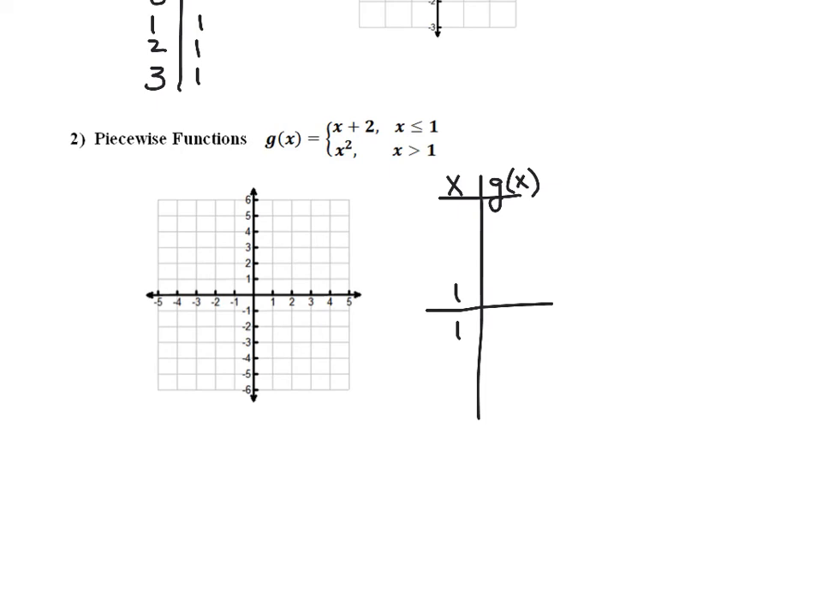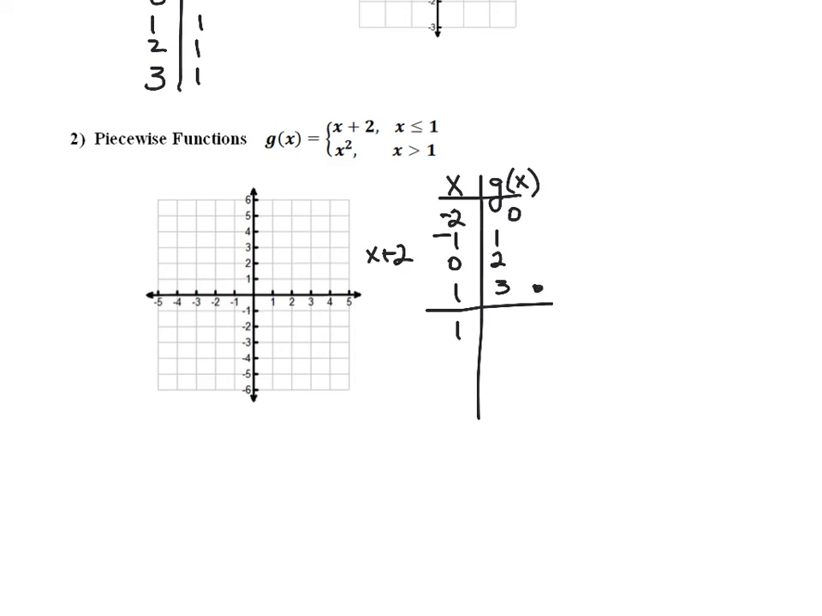I'm going to have x values of negative 2, negative 1, 0, and 1. Substituting into the function x plus 2, because that's the part of the function that's defined for x less than or equal to 1: negative 2 plus 2 is 0, negative 1 plus 2 is 1, 0 plus 2 is 2, 1 plus 2 is 3. And because I have a less than or equal to, there is an equal to there, that tells me that point is going to be a filled in circle.